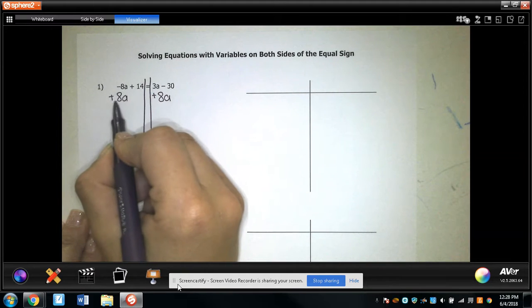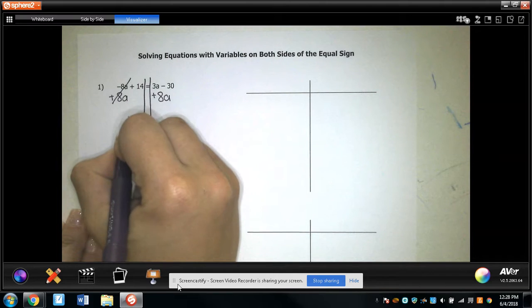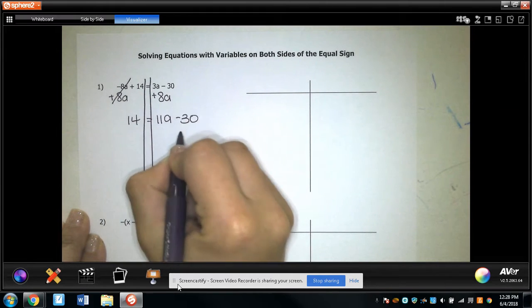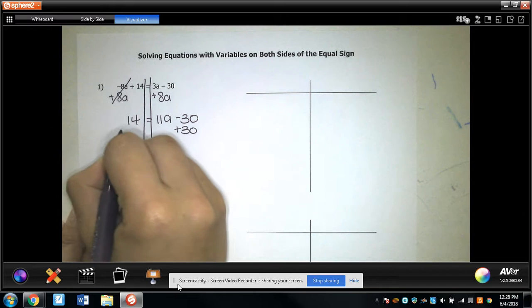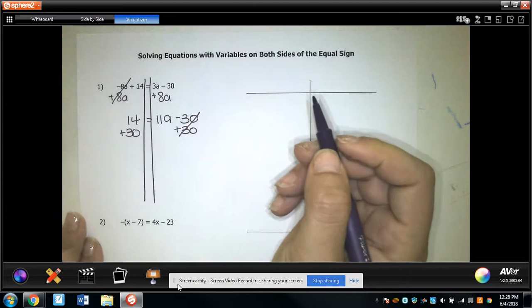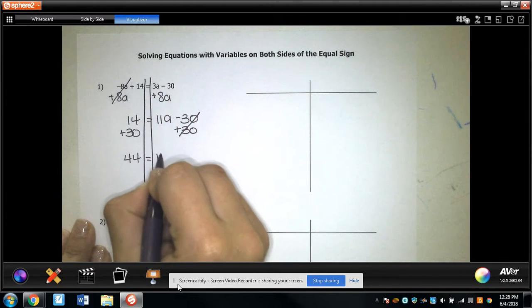Negative 8a and positive 8a I can cross off because they add up to 0. So I'm left with 14 equals 11a minus 30. I'm going to add 30 to both sides. Negative 30 and positive 30 I can cross off because they add up to 0. So now I'm left with 44 equals 11a.